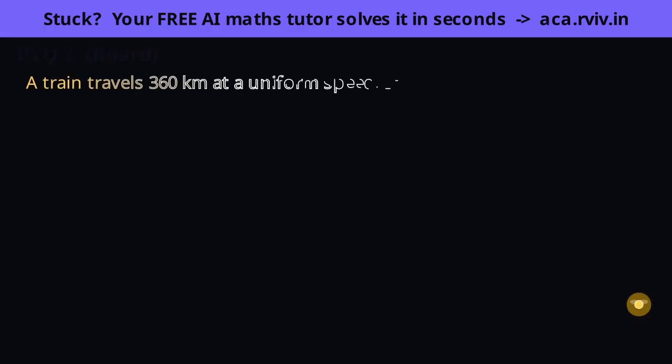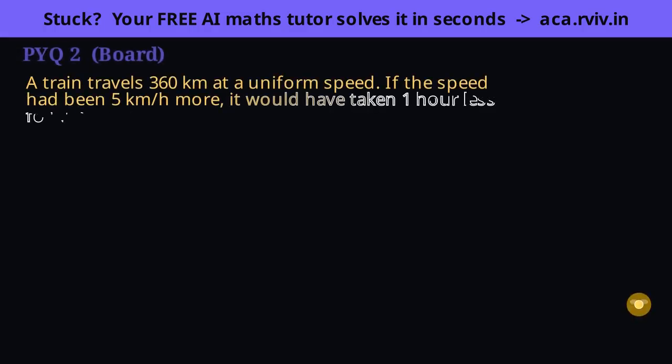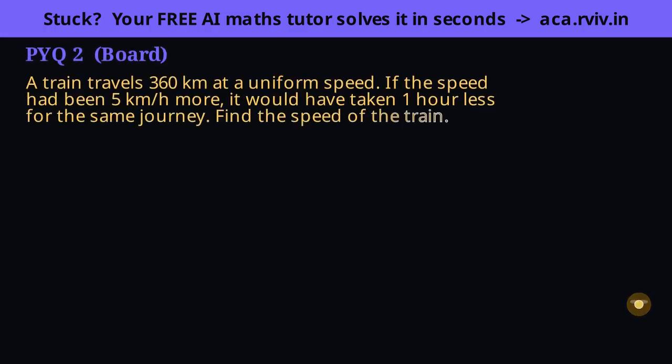Time equals distance over speed. That difference makes a quadratic. The engine here is time equals distance over speed. Let the actual speed be x. At speed x, the 360 kilometers takes 360 over x hours. At x plus 5 it takes 360 over x plus 5, and that faster trip saves 1 hour, so the slower time minus the faster time equals 1.